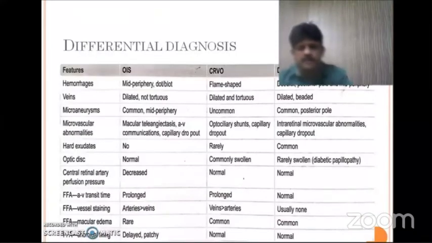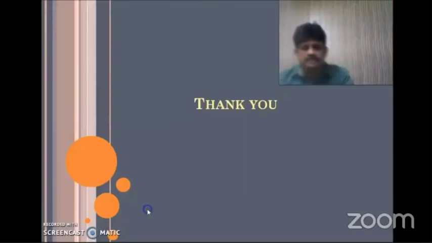A few conditions which should be differentiated from vein occlusions are ocular ischemic syndrome and diabetic retinopathy. These are the features: you can look into the type of hemorrhage, whether dilatation is there or not, the presence of microaneurysms, and FFA features.